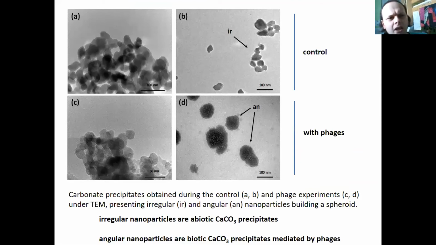TEM images, just to show you the difference between control and experiments with phages. As you can see, we have some irregular forms of calcium carbonate and angular forms, icosahedral. Look again, it's fantastic. Some of them are already attached to each other. These are permineralized capsids of our bacteriophages.